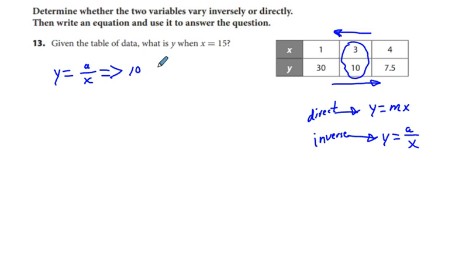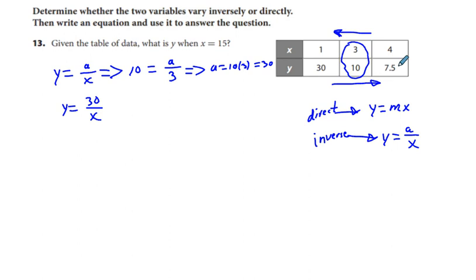10, which is y, is equal to a, which is our unknown constant variation, over our x value, 3. And if we cross multiply, a is going to be equal to 10 times 3, or 30. So now we have our equation, which is going to be y equals 30, our constant variation, over x.